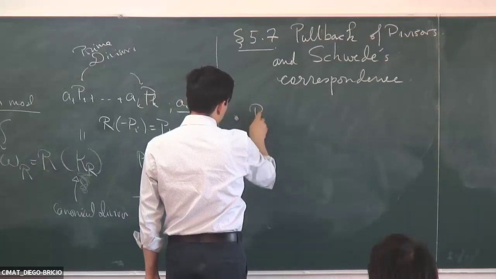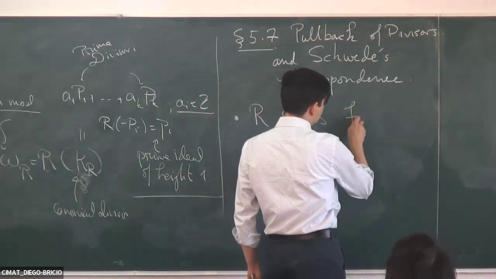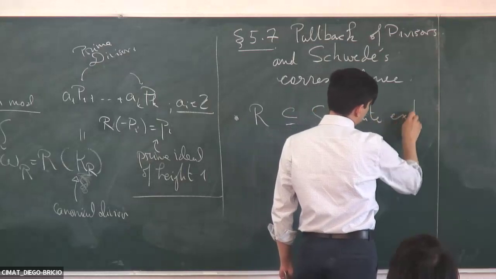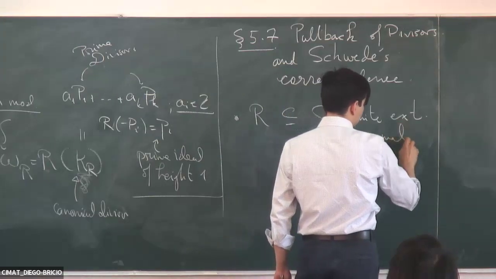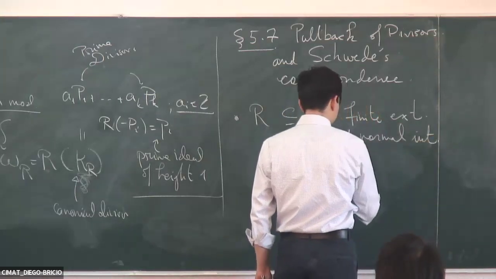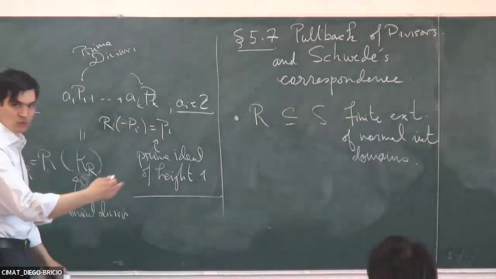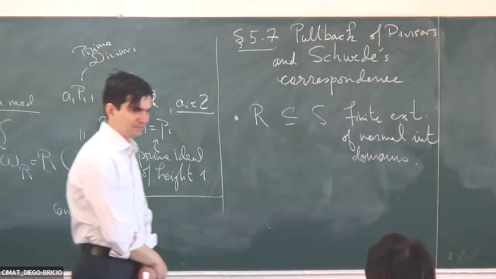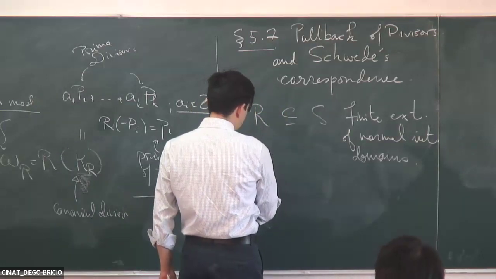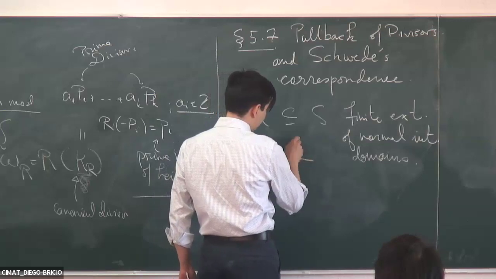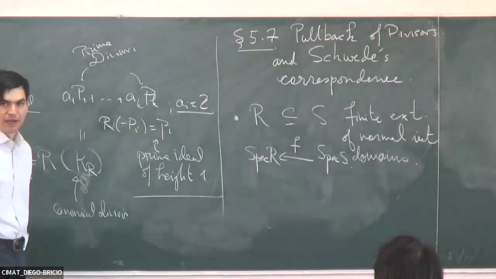So, to start talking about this, we're going to take a finite extension of normal integral domains. Of course, we want to apply this to Frobenius itself, right? But let's look at this very generally. So we, as usual, will denote by F the corresponding finite cover.